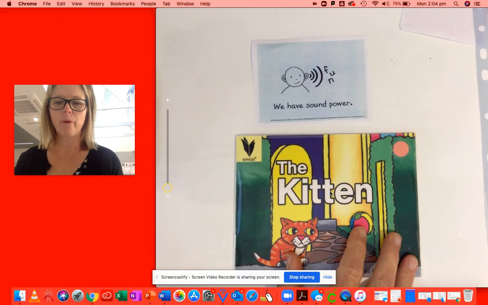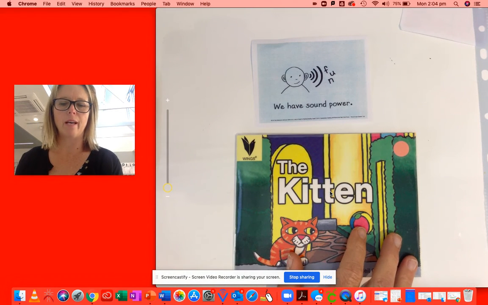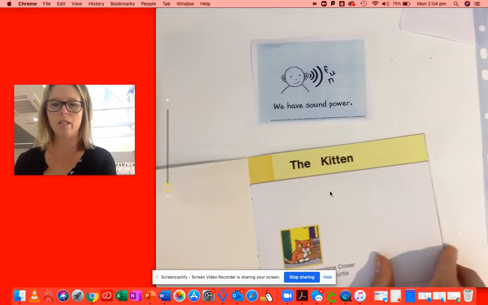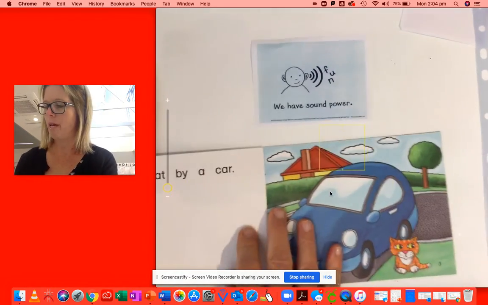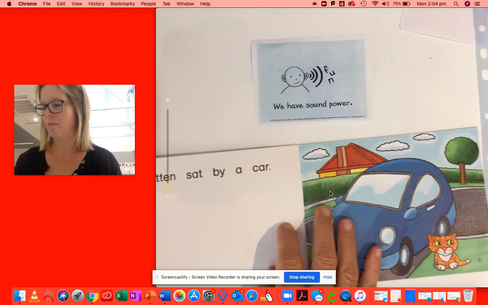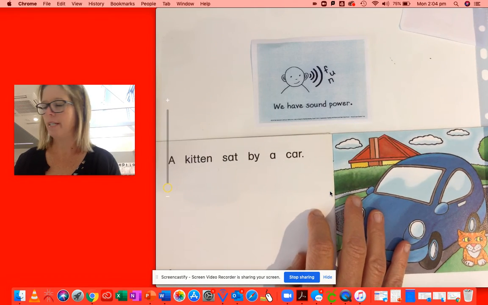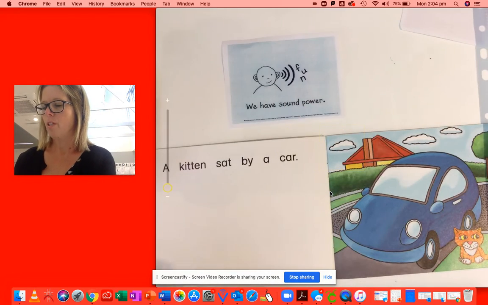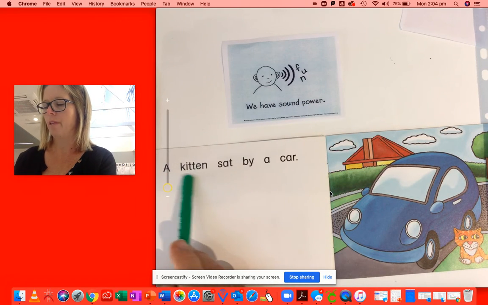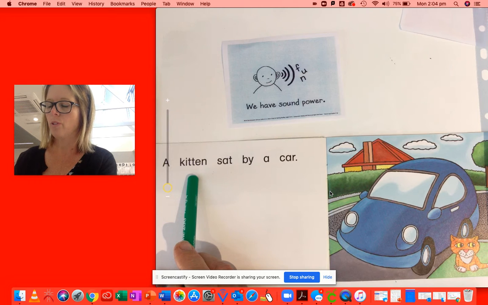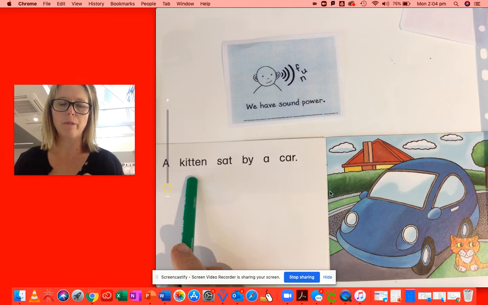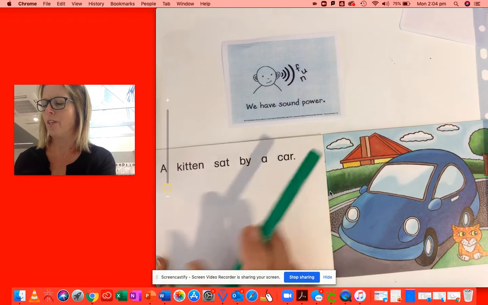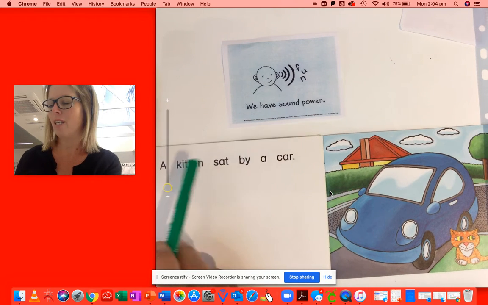So we've gone through the book, we've talked about the front cover. All those things are important. We've talked about the pictures, using our picture power and our pointer power. But now I'm going to use my sound power. I'm going to read this book and show you how we can use our sound power. We've talked about this word already, kitten, with the children. When we're looking at the front page, we've talked about how this book is not about a cat, it's about a kitten. So they know that this word is kitten already.